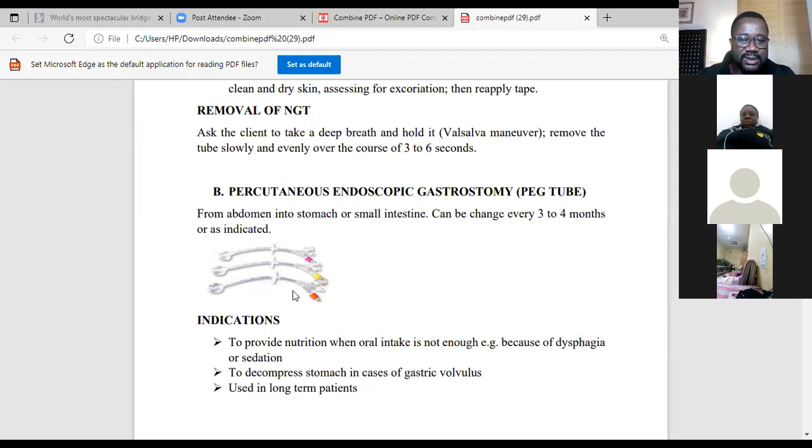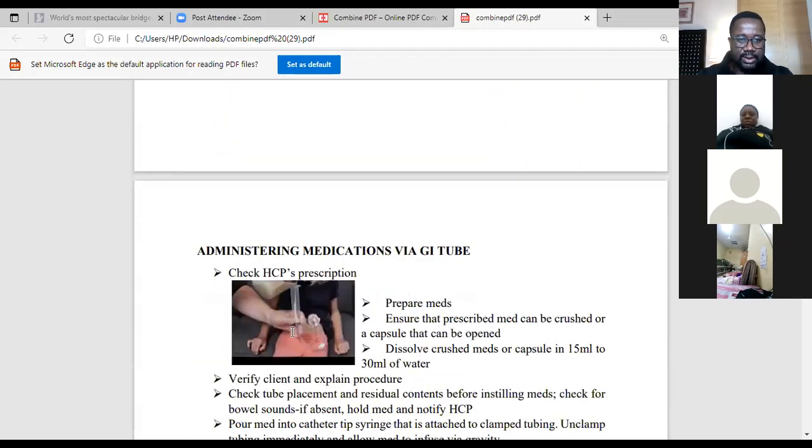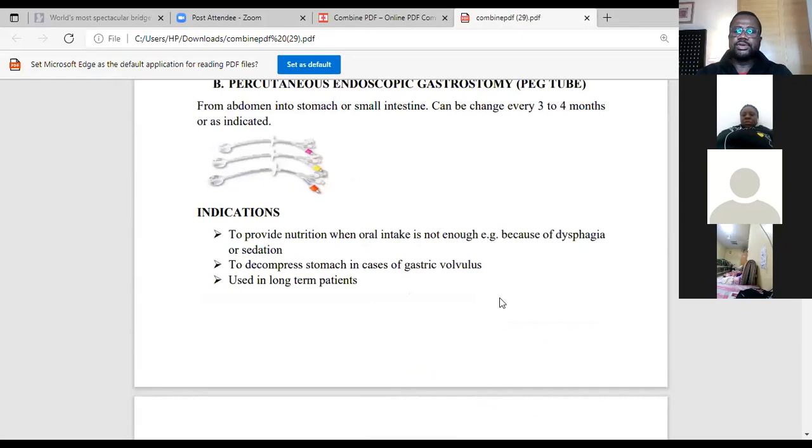So this is how they look. They have a balloon here, they have a disc here, and we're going to see. So what are they used for? What are they used for? Indication. What are they used for? Used to provide nutrition, okay?